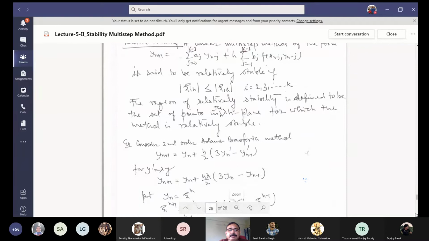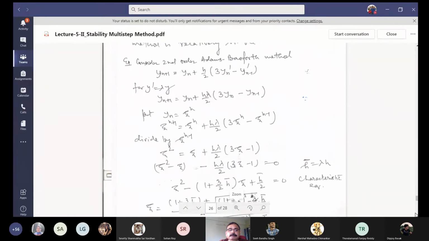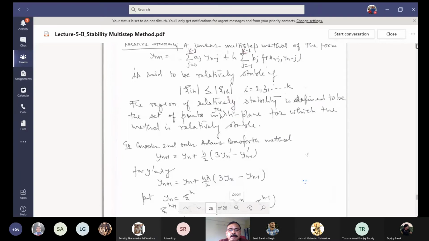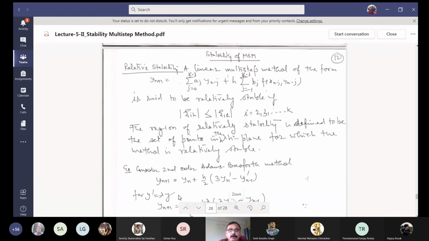Okay. Then we will see the Adams-Bashforth method. y_{n+1} equal to y_n. Now here I want a little more from you people. Write down this Adams-Bashforth method, the second order Adams-Bashforth method. Write down this.